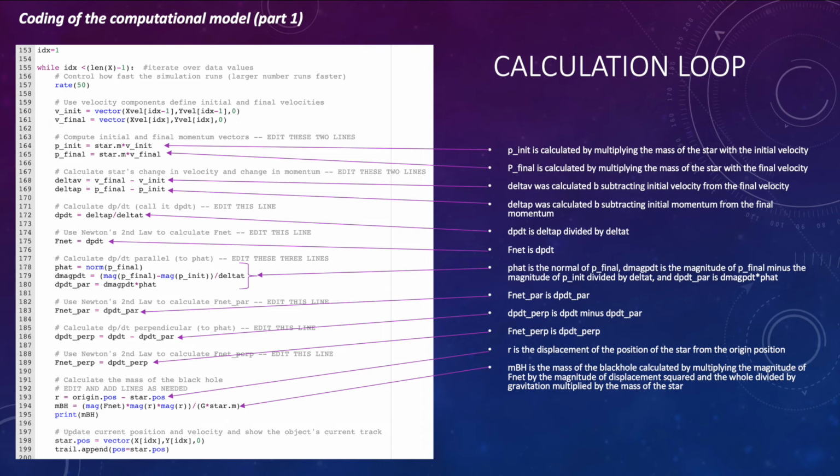Here is the calculation loop which shows us the sequence followed by the algorithm in order to calculate the mass of the black hole, MBH. P initial is calculated by multiplying the mass of the star with the initial velocity. P final is calculated by multiplying the mass of the star with the final velocity. Delta V was calculated by subtracting initial velocity from final velocity. Delta P was calculated by subtracting initial momentum from the final momentum. dp dt was delta P divided by delta T.